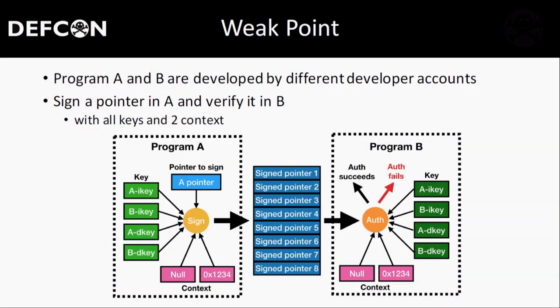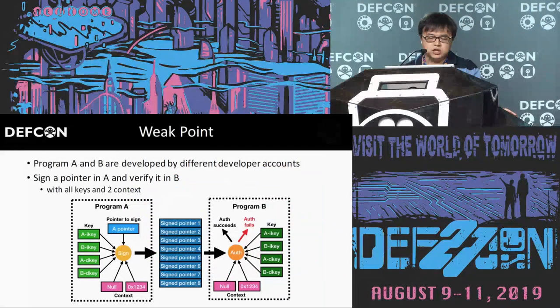We send a pointer in process A and verify it in process B with all four keys, and with the two contexts: zero context or 0x1234. So what is this experiment for? We want to check whether the pointers signed in program A can be correctly verified in program B. If they can be correctly verified, it should indicate that program A and program B are using the same key. So if this is true, there is a problem.